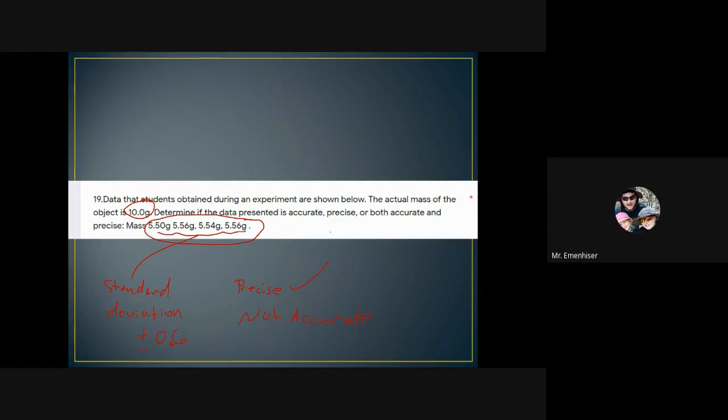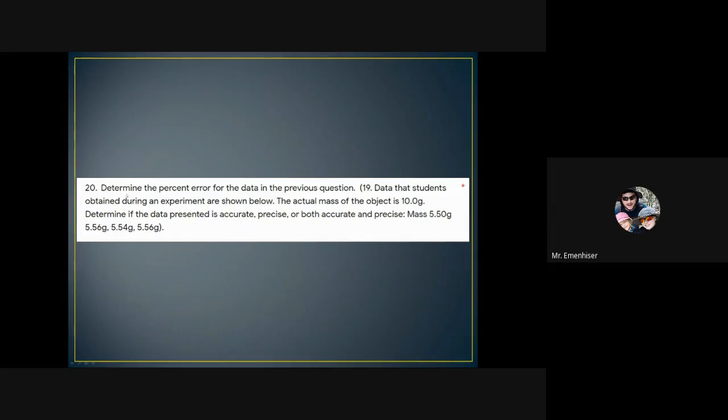Okay. All right. Last one. Determine the percent error for data in the previous question. Oh, I didn't realize I did this one, so we'll do this one together. I thought this was a different question. So percent error is the measured minus the true divided by the true times 100.